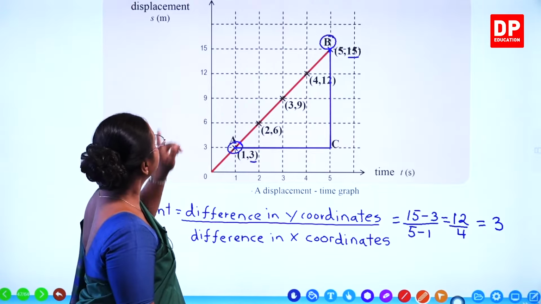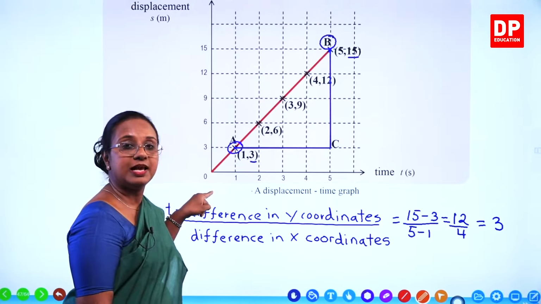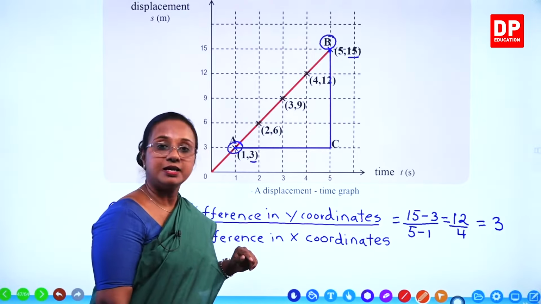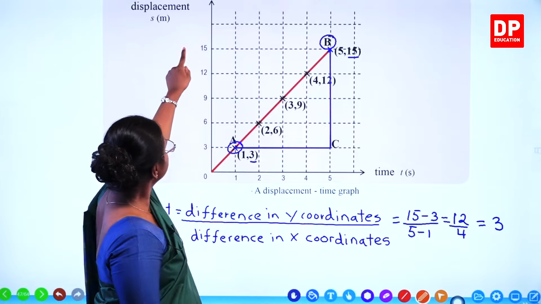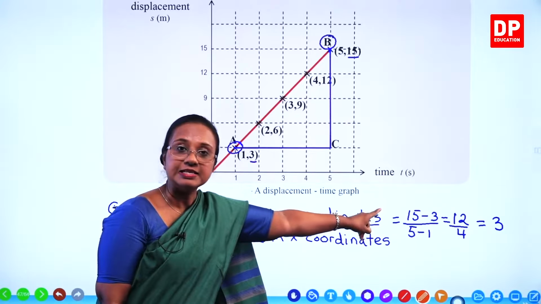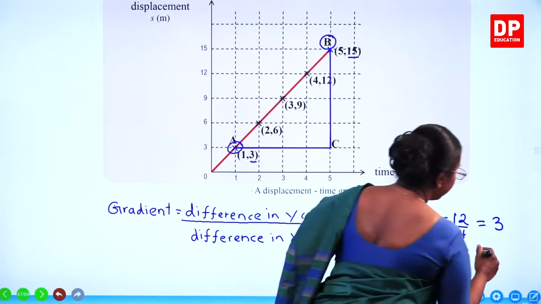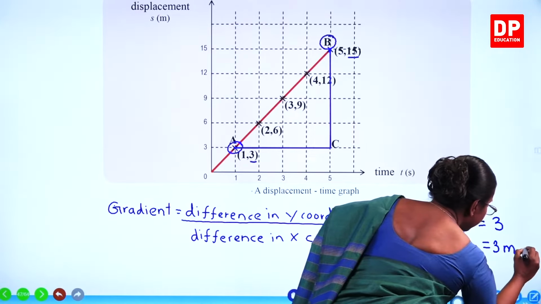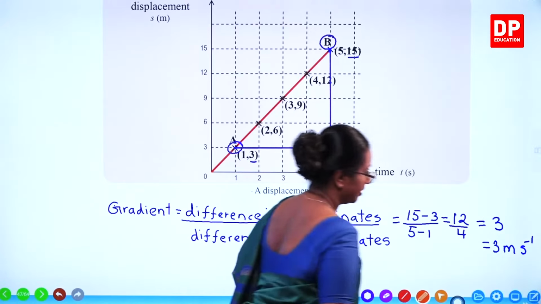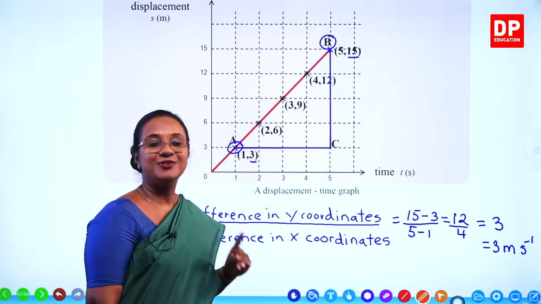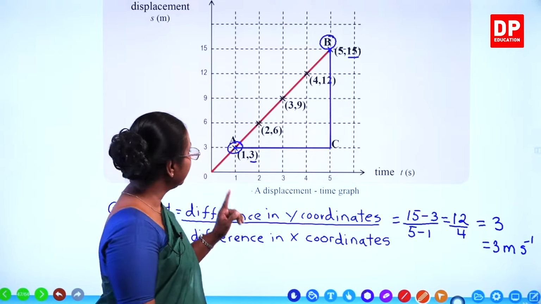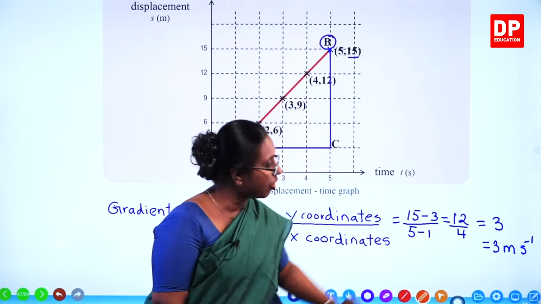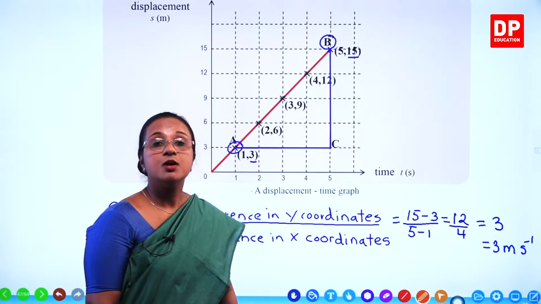As you can see, this is the displacement axis, that is y-axis, and x-axis is the time axis. So the units are meter and second. So we rewrite this gradient with the units: 3 meters per second. So from the value, now you will know we have divided displacement by time and we have got the value for the velocity.